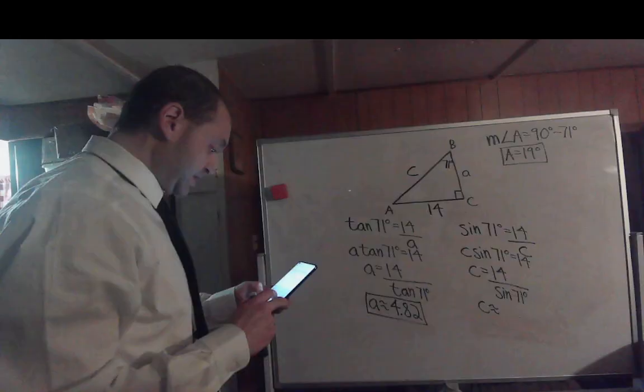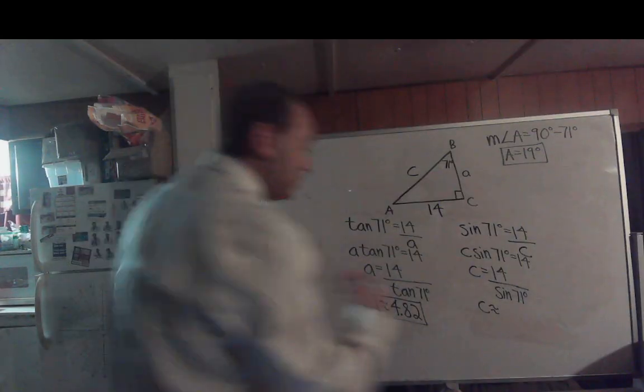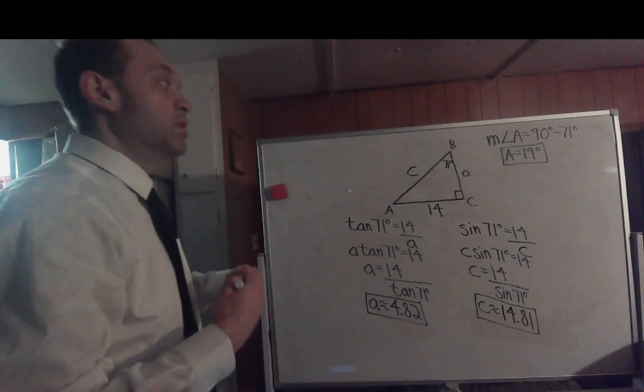Now let's take 14 and divide by that. You get about 14.81 units. So your hypotenuse C is approximately equal to 14.81 units.